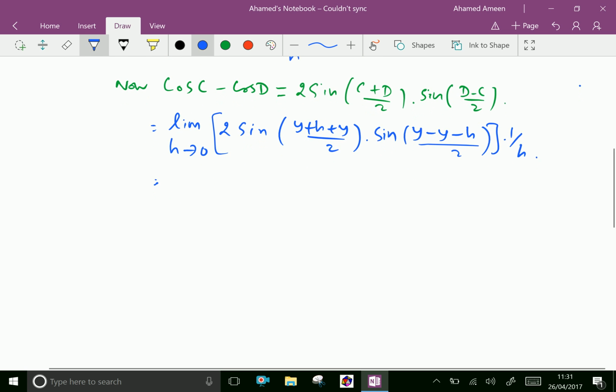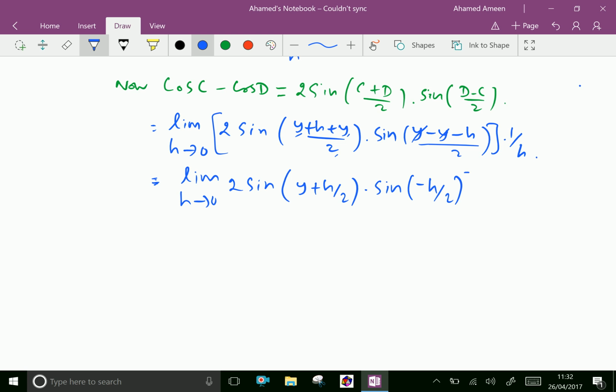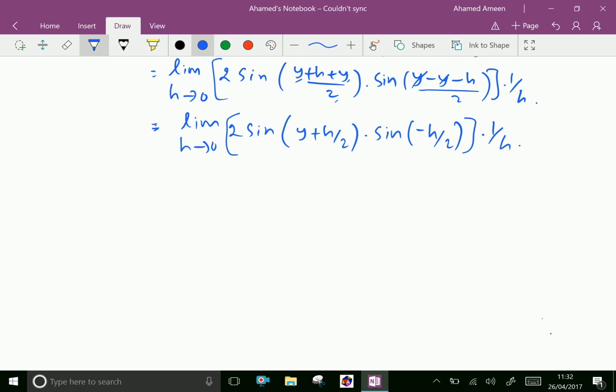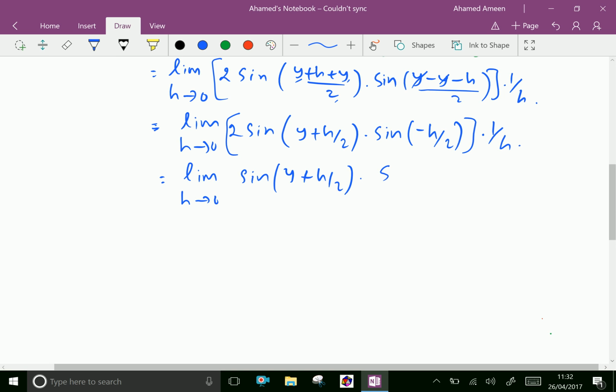Equal limit h tends to 0, by simplifying, sine of y plus y is 2y, 2y over 2 is y, plus h over 2, and y and y cut, sine of minus h over 2, into 1 over h. Now giving limits for both terms, we can write limit h tends to 0 sine of y plus h over 2, into sine of minus h over 2, into 1 over h.